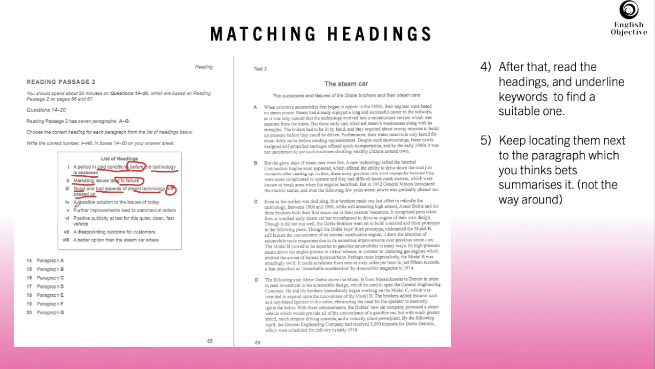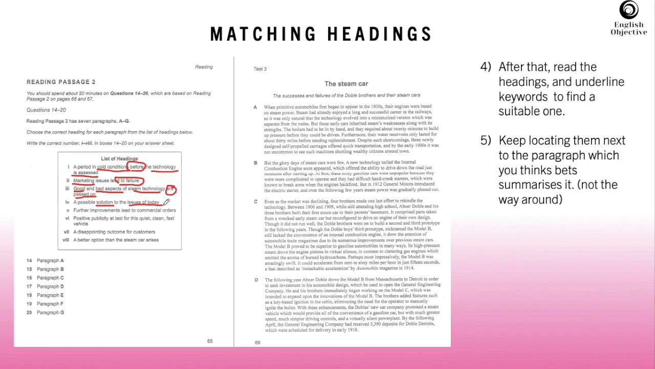Number four, it says a possible solution to the issues of today. Okay, something about present time. I remember reading something about it in the last paragraph. So obviously first we go for the easy ones and then we need to spend more time reading to continue matching the other ones that are not so clear. Let's continue with number five.